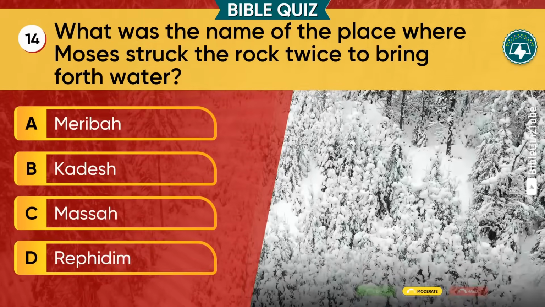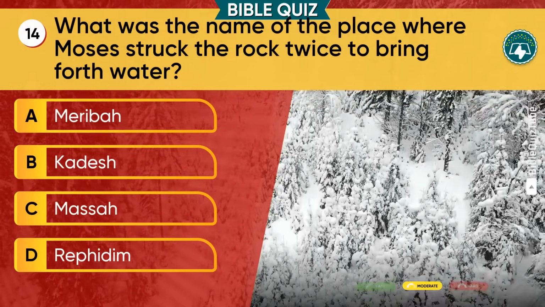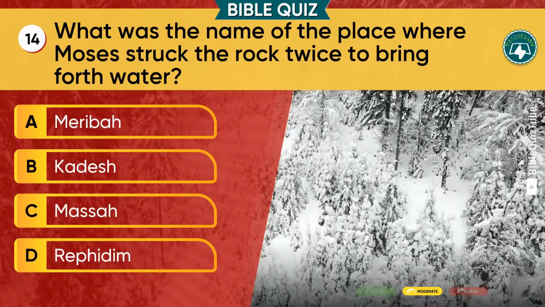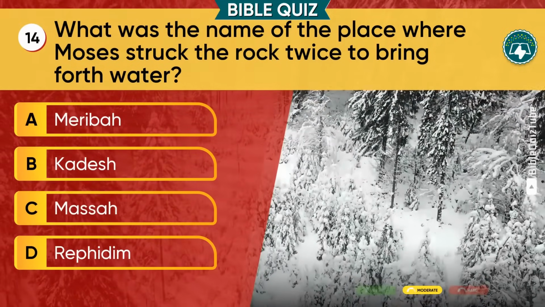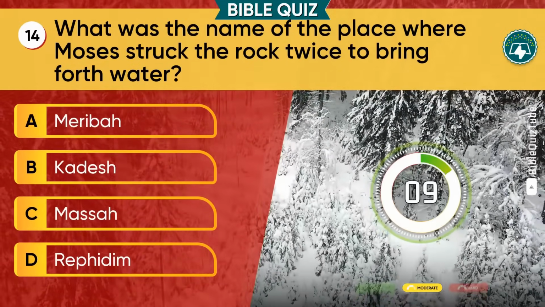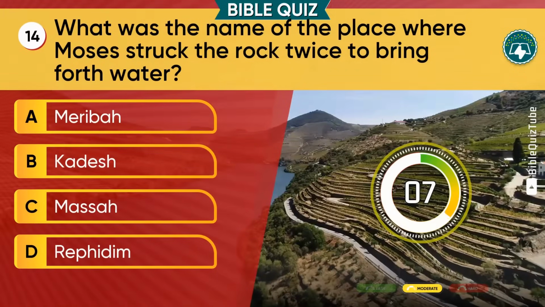Question 14. What was the name of the place where Moses struck the rock twice to bring forth water? A. Meribah. B. Kadesh. C. Massah. D. Rephidim.